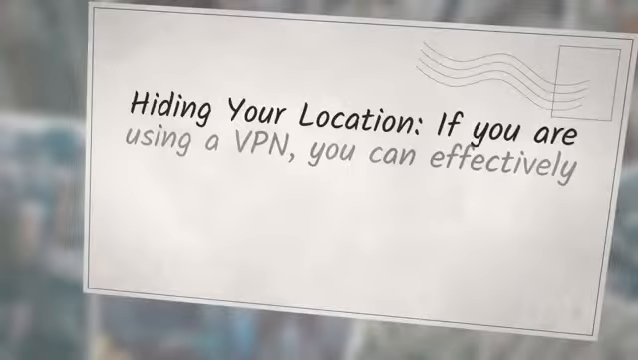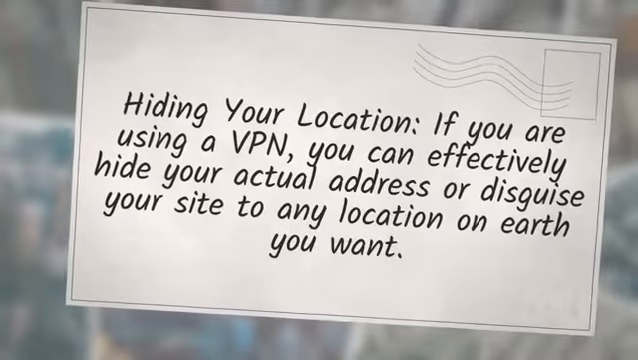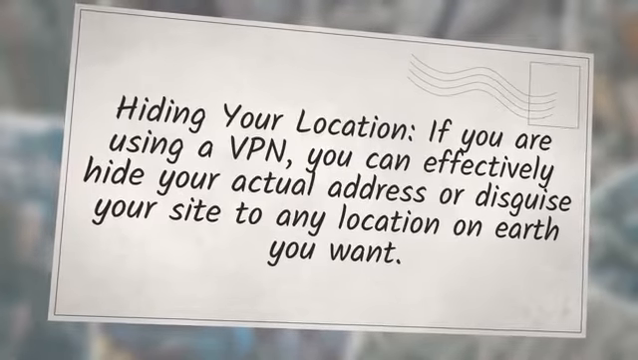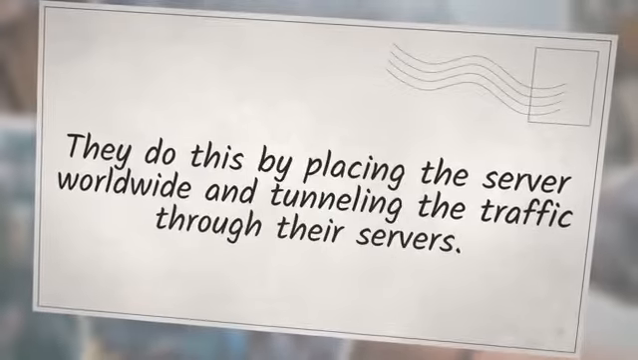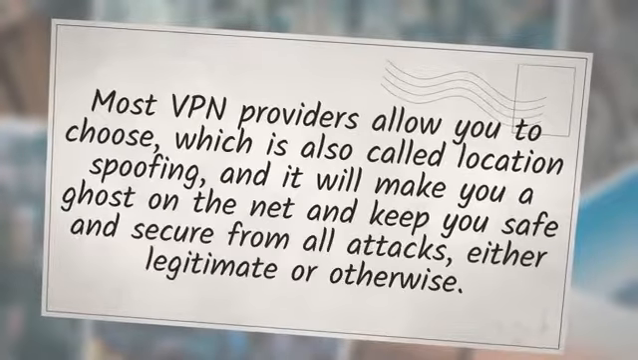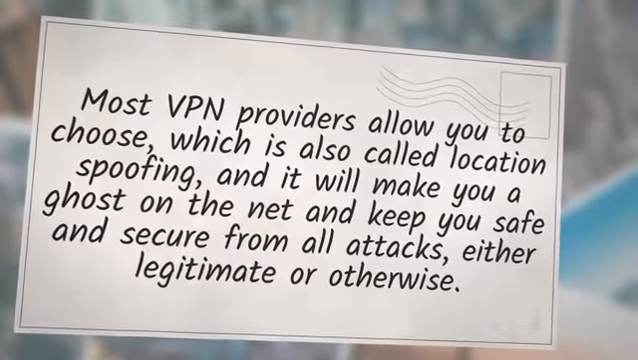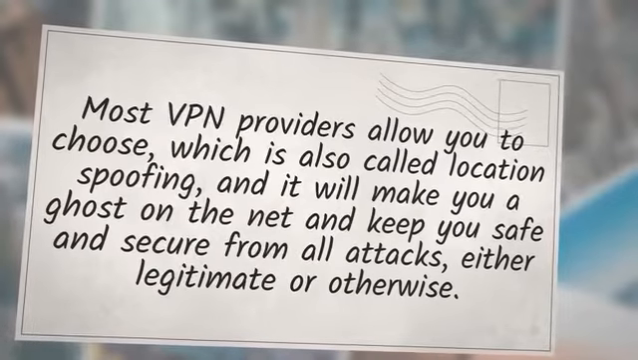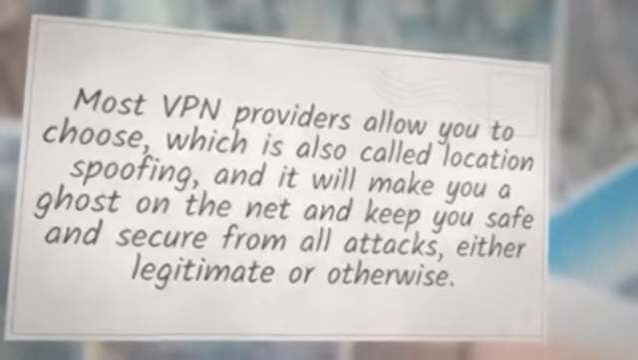Hiding your location. If you are using a VPN, you can effectively hide your actual address or disguise your site to any location on Earth you want. They do this by placing the servers worldwide and tunneling the traffic through their servers. Most VPN providers allow you to choose, which is also called location spoofing, and it will make you a ghost on the net and keep you safe and secure from all attacks, either legitimate or otherwise.